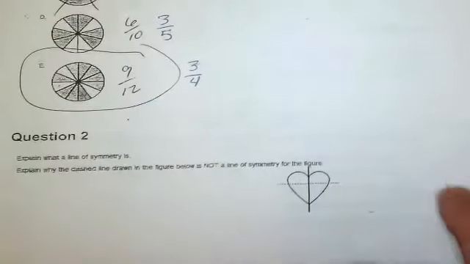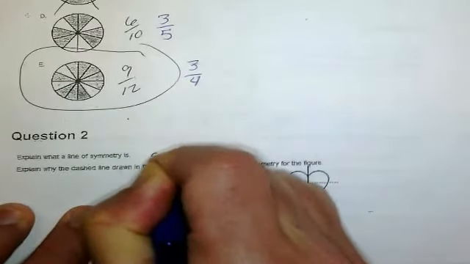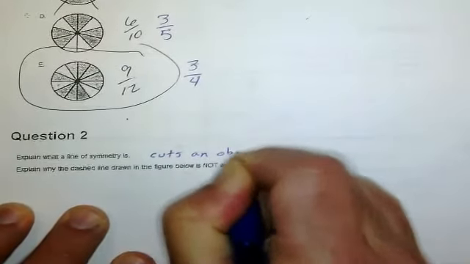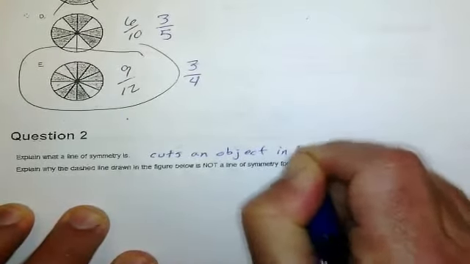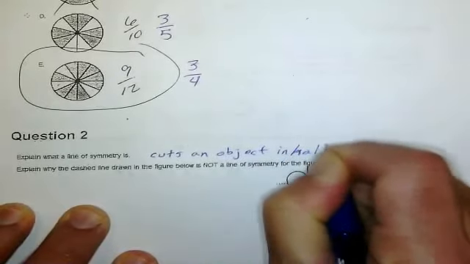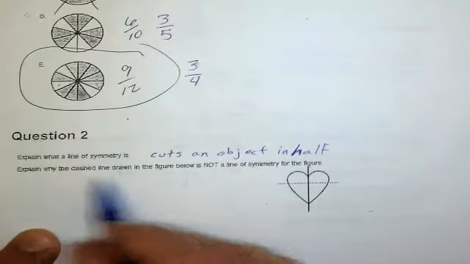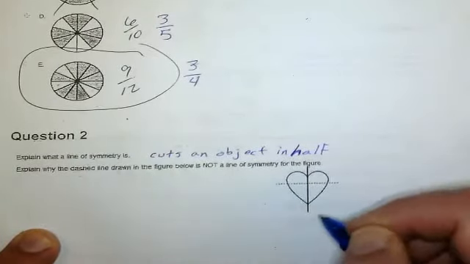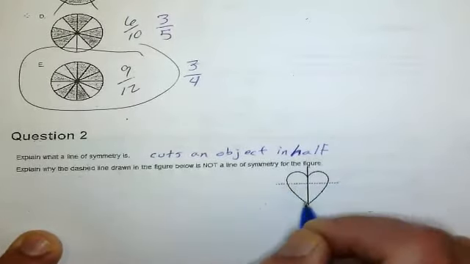Now on this bottom question, it says explain what a line of symmetry is. A line of symmetry cuts an object, a drawing, a picture, whatever, in half. Okay, half means they're equal. 1/2 and 1/2. So why is this dashed line not a line of symmetry? Well, you can see I've already drawn a line of symmetry here, cutting the heart in half. This dashed line does not cut it in half.